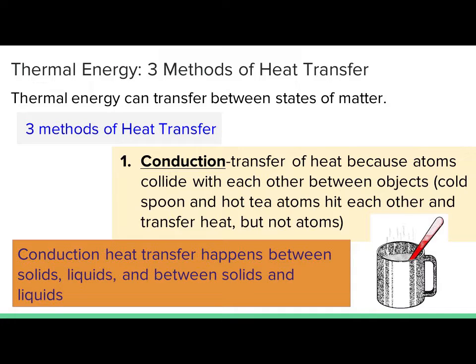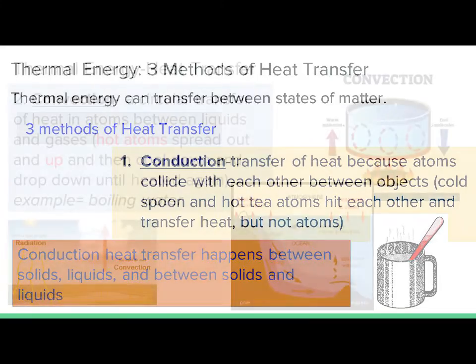Number 1, we have conduction, which is the transfer of heat because atoms collide with each other between objects. Cold spoon and hot tea: atoms hit each other and transfer heat, but not atoms. And conduction heat transfer happens between solids, liquids, and between solids and liquids.